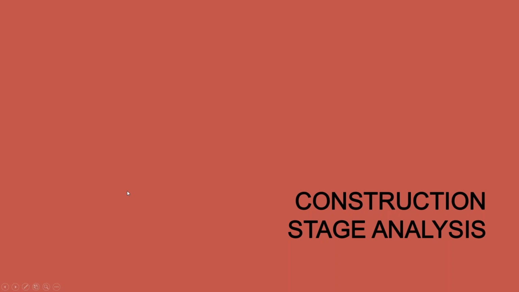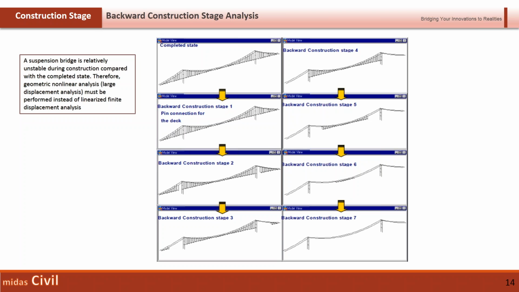So currently we'll be doing the construction stage analysis. Now by construction stage analysis, usually you will be thinking that we are doing analysis stage by stage, right? First stage we are having pylons, then the second stage we are having deck, the deck is being constructed one by one. So all these things have to be done one by one, right?